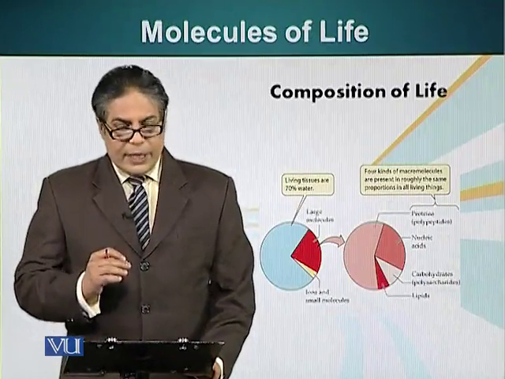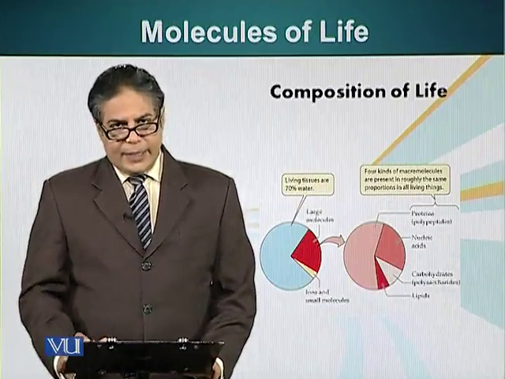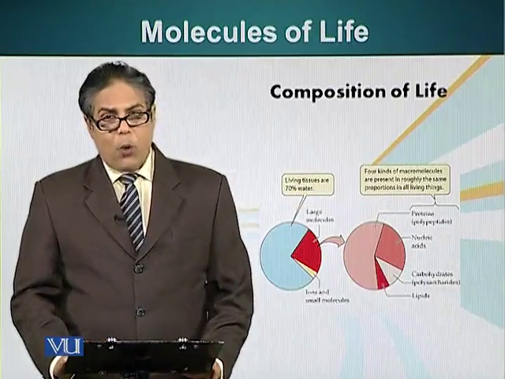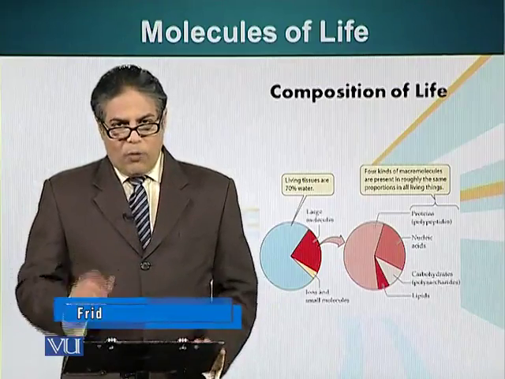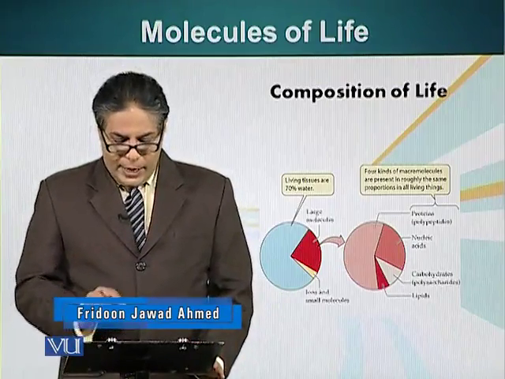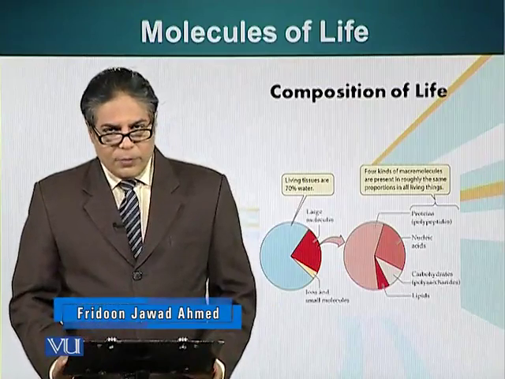The material that is most abundant in the cell is water, 70% of it. Large molecules have relatively small contribution, followed by ions and small molecules.